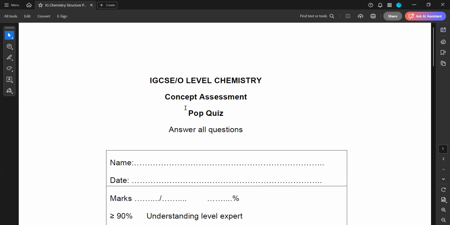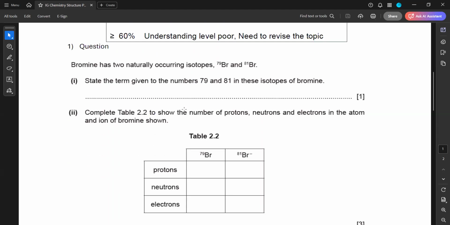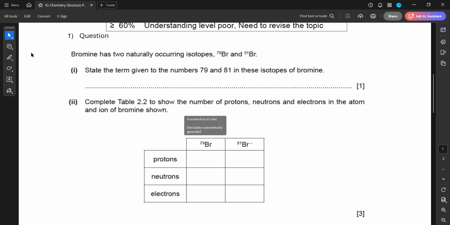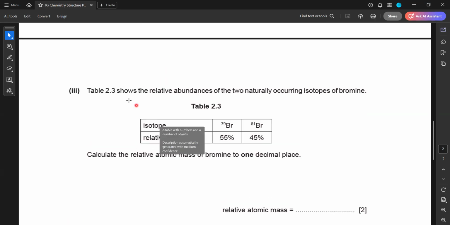So this was a pop quiz 6, the structure pop quiz 6. If you have any doubt in the structure pop quiz, the question number 1, part 1 and 2. Any doubt in this? No, sir. No doubt. So we'll move on to the next part. Any doubt in this one?